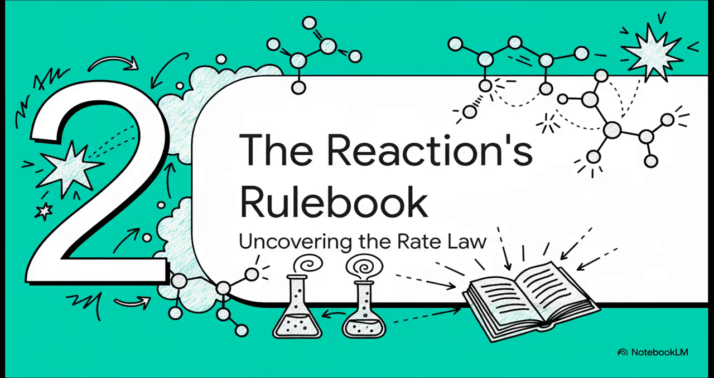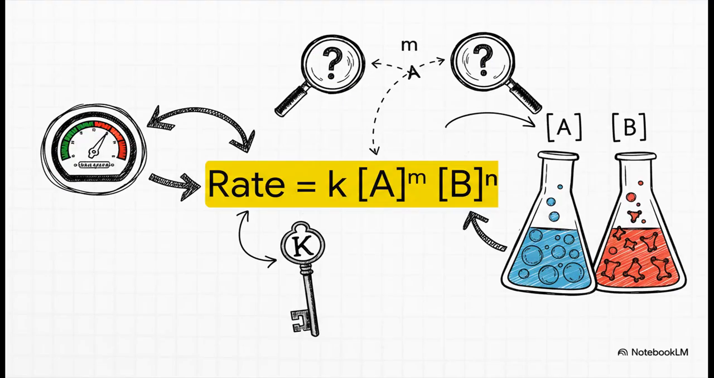Okay, so knowing the speed is one thing. That's super useful. But what actually controls it? What's pulling the levers? For that, we need to dig into the reaction's rulebook, which in chemistry we call the rate law. And this formula right here, this is the rate law. It's really the heart of kinetics. It shows us that the reaction's rate is tied directly to how much of our reactants, A and B, we have. That little k is just a number, the rate constant, that's unique for every reaction. But the real secret sauce, that's hidden in those little exponents, m and n.